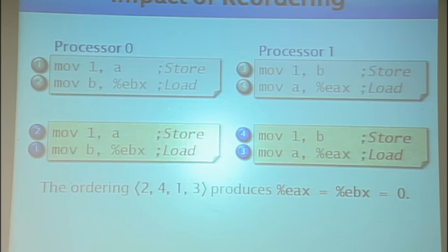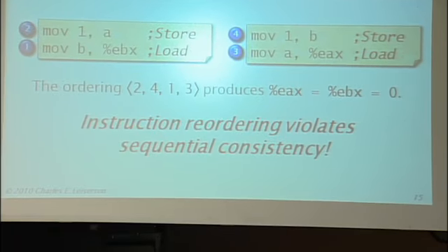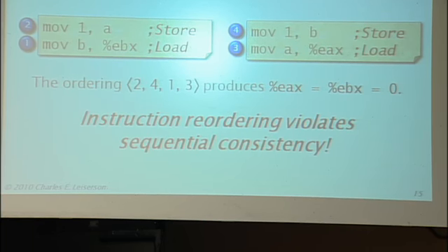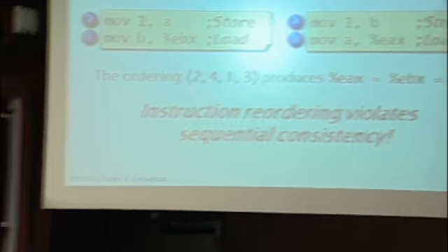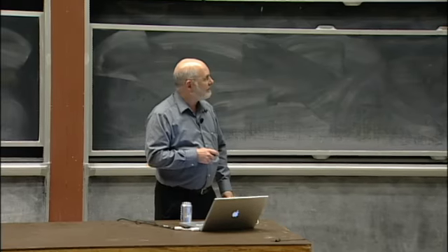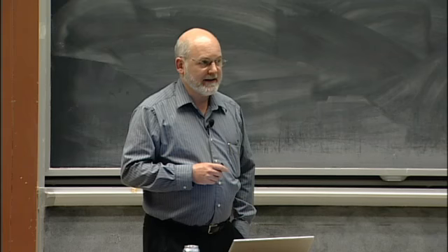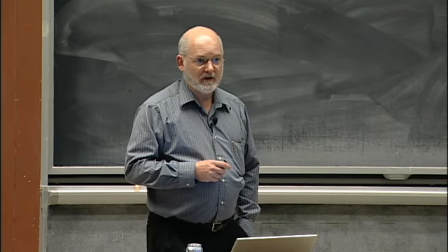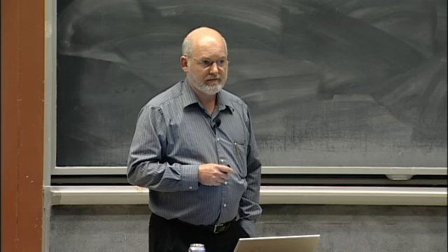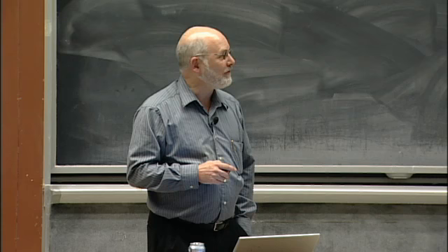What are the resulting values in A and B, in EAX and EBX? You get 0, 0. Remember, 0, 0 wasn't a legal value under sequential consistency. But in this case, the Intel architecture and many other architectures out there will give you that value for the execution of these instructions. Any question about that? So it doesn't preserve sequential consistency. That's kind of scary in some way, because you have to reason about this.